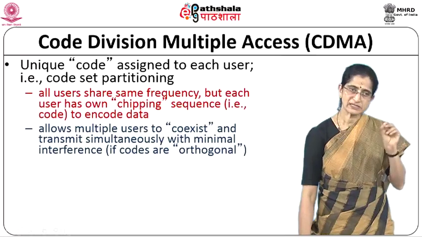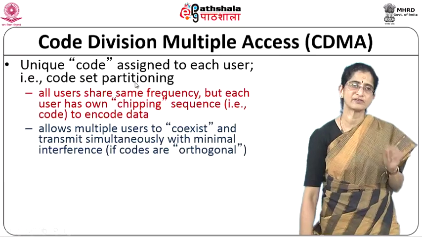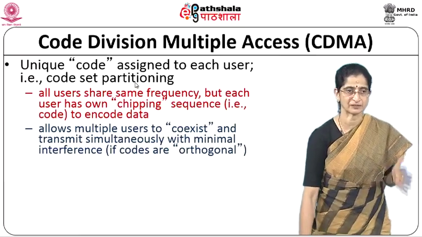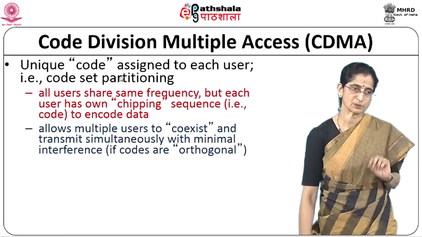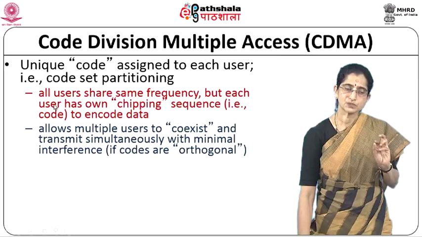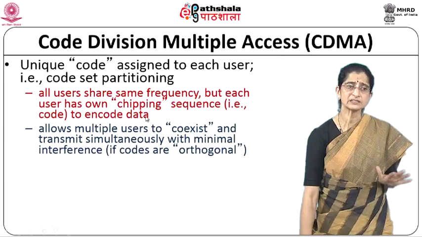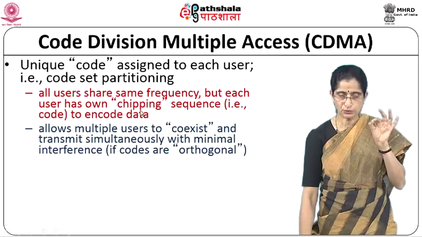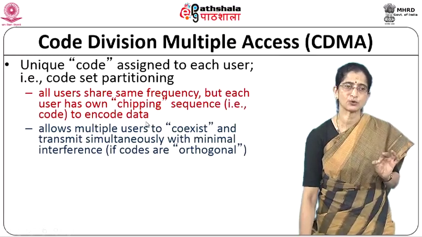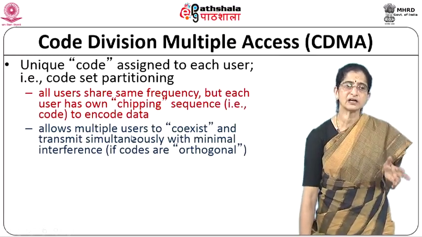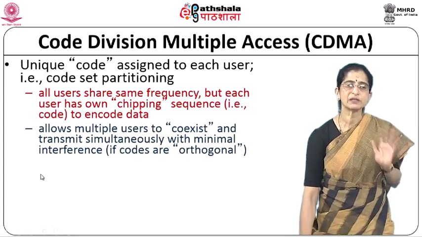The basic idea here is that each user is given a unique code. You can refer to it as some kind of code set partitioning. These codes are chosen in such a manner that they are orthogonal to one another. Which means all the users could share the same frequency, but since each has a unique code, called a chipping sequence, which is used to encode data, you will be able to allow multiple users to coexist and transmit simultaneously with minimal interference.